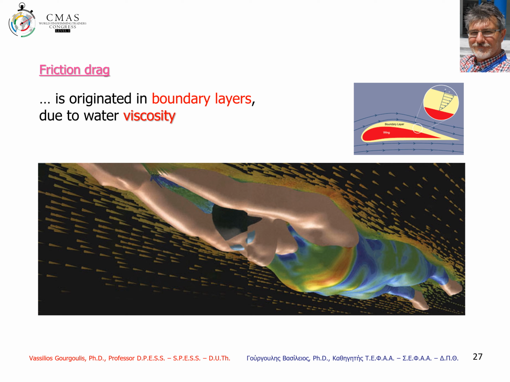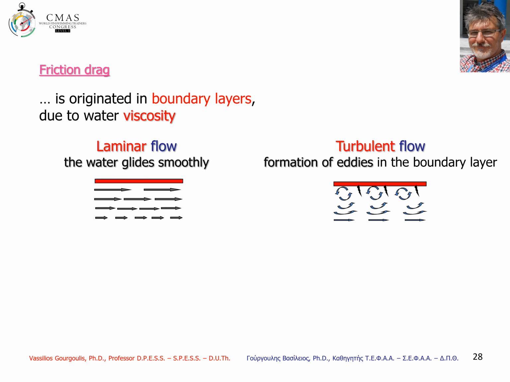The magnitude of friction drag depends on the wetted surface area of the body and the flow conditions within the boundary layer. When the water glides smoothly over the swimmer's surface, when the flow is laminar, the friction drag is small. On the contrary, an increased formation of eddies in the boundary layer is accompanied by increased resistance. To form eddies, the water molecules take kinetic energy away from the swimmer.